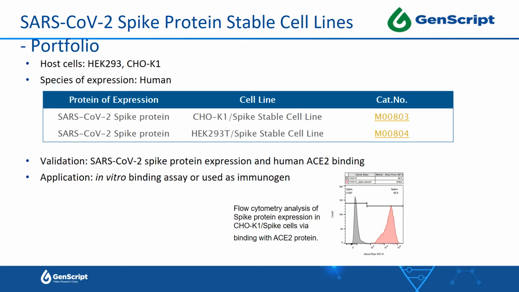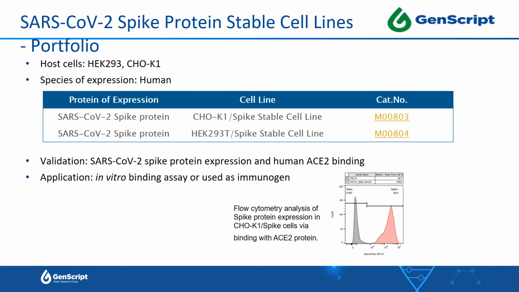In addition, we have also developed SARS-CoV-2 spike protein stable cell lines for the investigation of COVID-19. We also offer two types of host cells, HEK293 and Troca1. All the cell lines are validated for the SARS-CoV-2 spike protein expression by the human ACE2 binding. And the cell line can be used as an in vitro binding assay or used as immunogen.